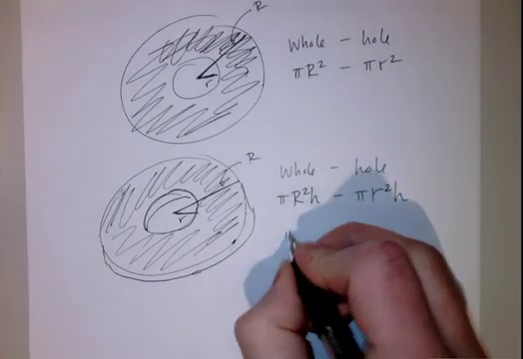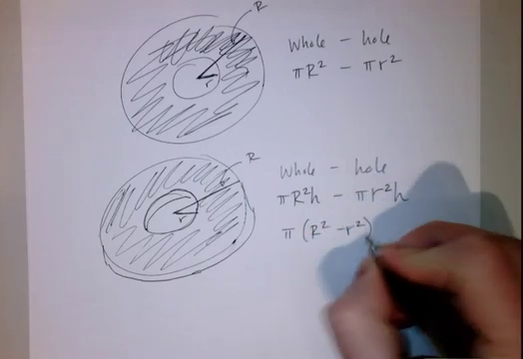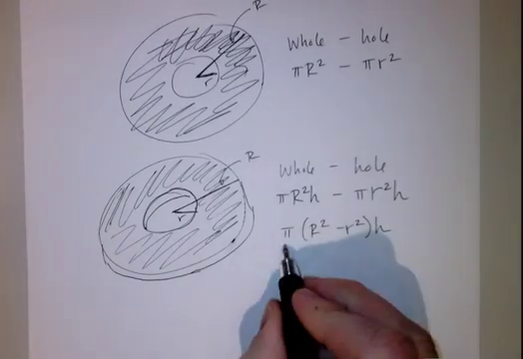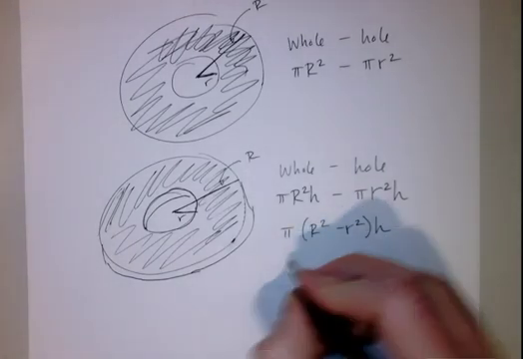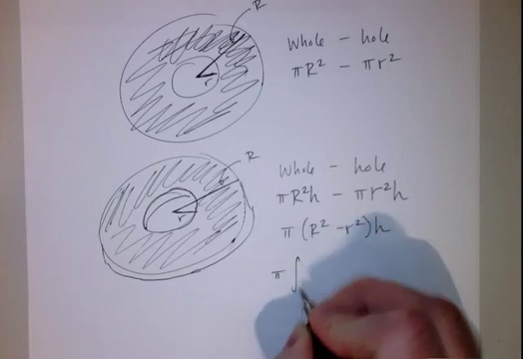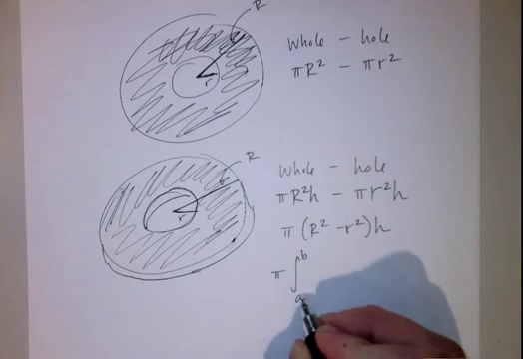Which, of course, if you want to change it, becomes that. And the reason why I put the pi out here and the h out here is, remember that when you transform this into an integral, this winds up being pi times the integral a to b.